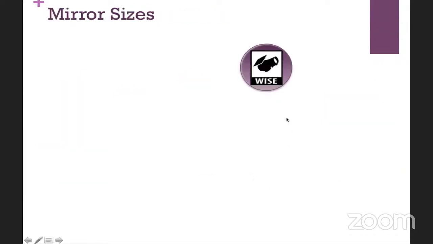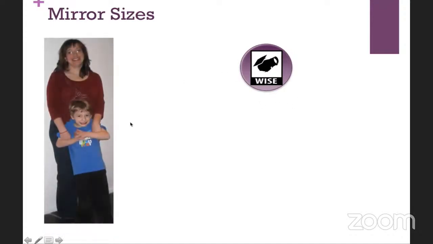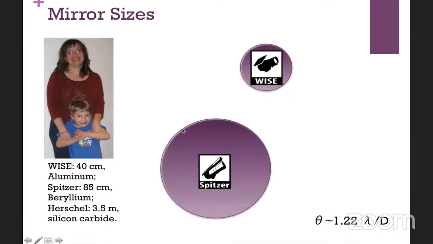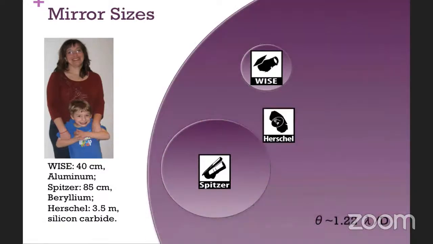So how big are these mirrors? Well, there's a to-scale representation of WISE, and there's me and Andrew. Andrew is much shorter here than he is now. This is a relatively old picture, but me and the WISE telescope mirror are about the same dimensions, and that's scaled to 40 centimeters. That's Spitzer at 85 centimeters. Here comes Herschel. Herschel is enormous, with a 3.5 meter mirror, to be compared with Spitzer's 85 centimeters or WISE's 40 centimeters.